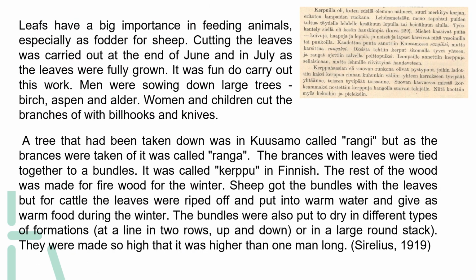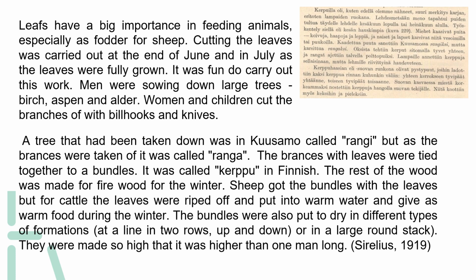Let's have a look at an old page from an old book about how the fodder for the animals was collected and served. Leaves had a big importance in feeding animals, especially as fodder for sheep in Finland. Cutting the leaves was carried out at the end of June and in July when the leaves were fully grown. It was a fun job to do, and the men sawed down larger trees, birch, aspen and alder, and women and children cut the branches with billhooks and knives.